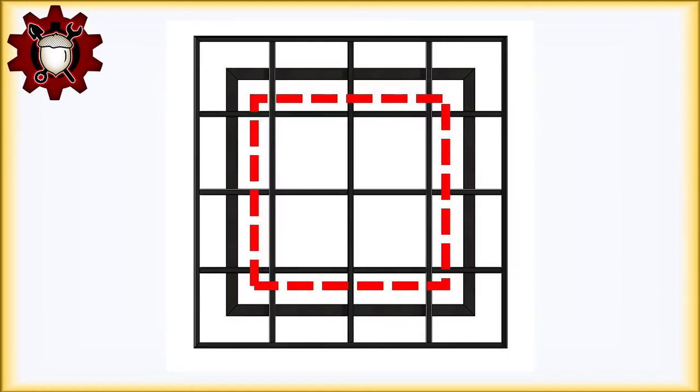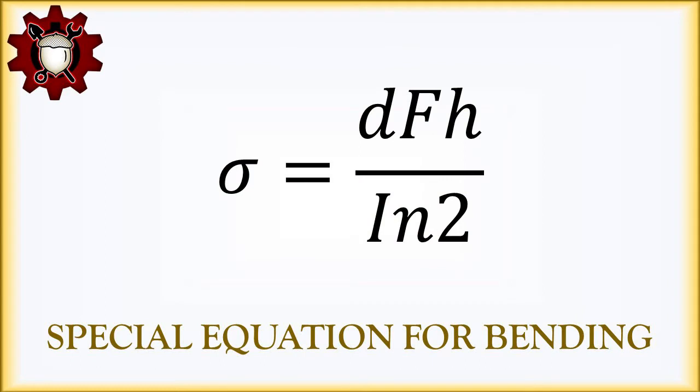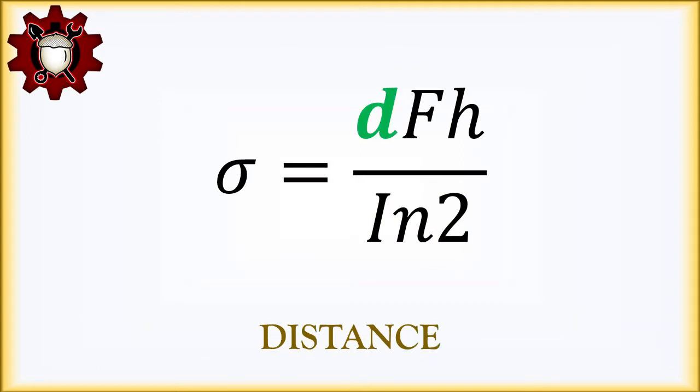But we'll look at both because we want to make sure that our frame can hold even in the worst case condition. So back to our special equation for bending. In this example, what is D? D is just the length of your section.